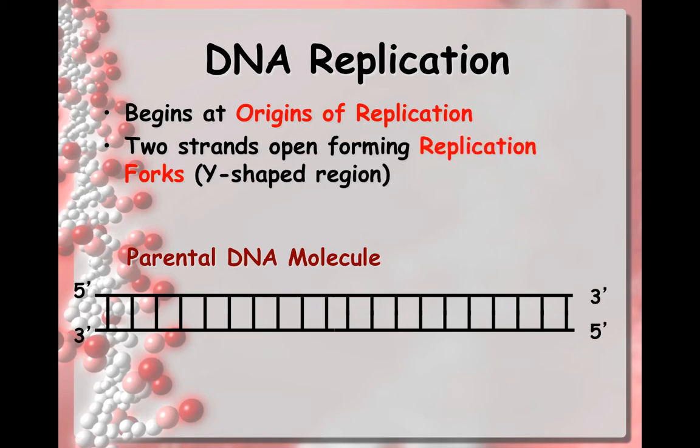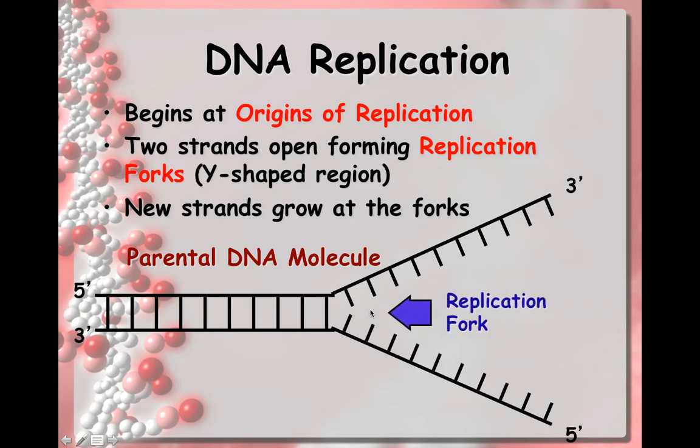So replication meaning copying, creating a new identical DNA strand. And they open, the two strands, they open up and they form replication forks, which is a Y-shaped region where replication occurs. And these new strands grow at these forks. So we have a DNA strand here, kind of looks like a ladder, and it's going to split at the replication fork, and new DNA strands are going to grow from here and here.